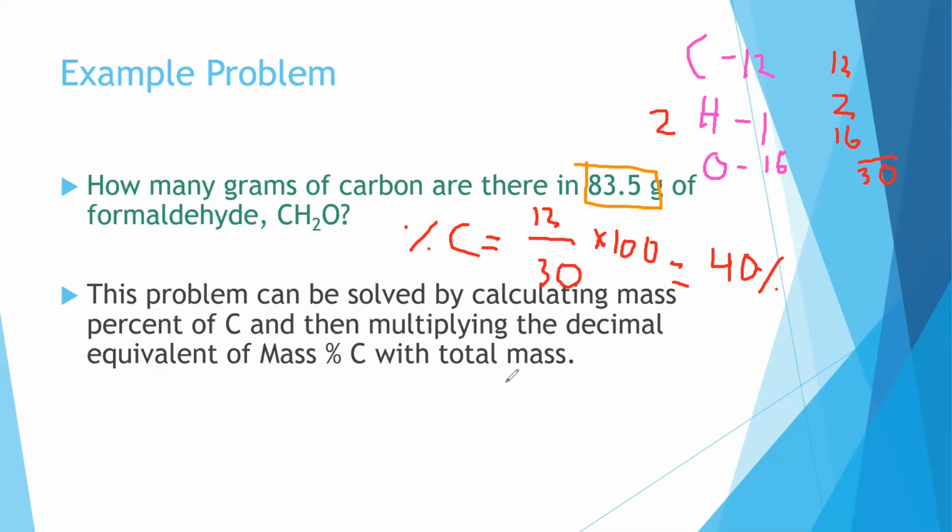So what we do is we take the total mass and we multiply it by carbon in its decimal form. So 40%, the decimal form is 0.4. A common mistake is putting 40 right here, and then it gives a really large number, which is incorrect. So remember to change it to decimal form, and then we get 33.4 grams. So these problems are like applications of mass percent. You do the same thing we've been doing, and then you take the total mass and you multiply it by the decimal form.